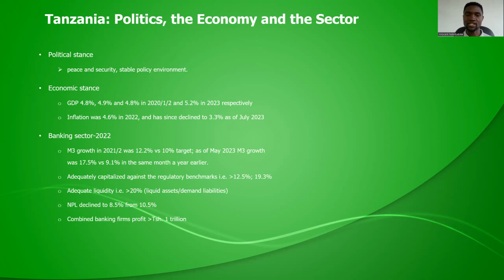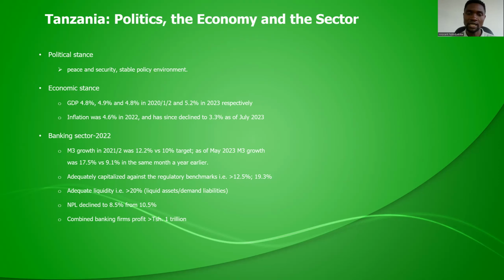In terms of the banking sector, M3 growth in 2022 was 12.2%, vis-a-vis a 10% target. And as of May 2023, M3 growth was 17.5%, vis-a-vis 9.1% in the same month of the previous year. Now, for those of you who don't understand what M3 is, basically it's a measure of money supply in the economy, from M1, M2, to M3, M3 being the most expanded money supply, which basically includes money in circulation, money in the banking sector, but also money in the form of foreign currencies.